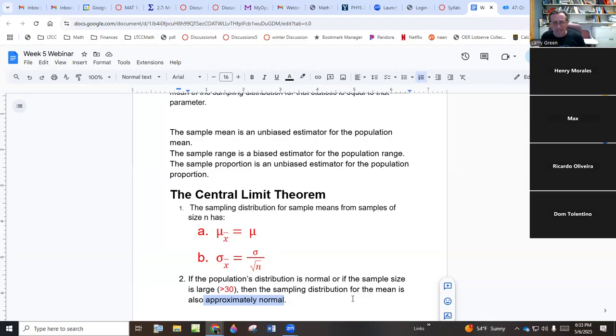Because it's approximately normal, we can compute probabilities. If you know the mean, mu, and the standard deviation, sigma over square root of n, you know that it's approximately normal. Then you can use the normal distribution calculator and come up with any probability you want, or percentiles. Does that make sense? Any questions on this?